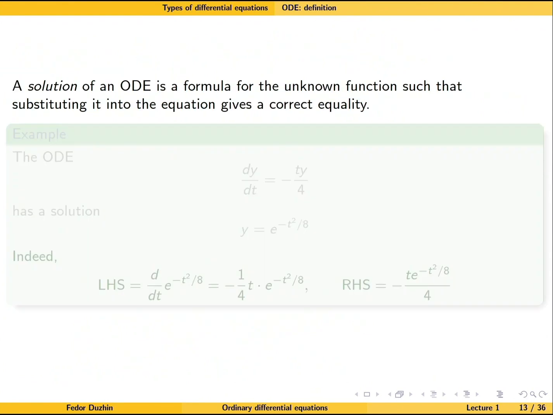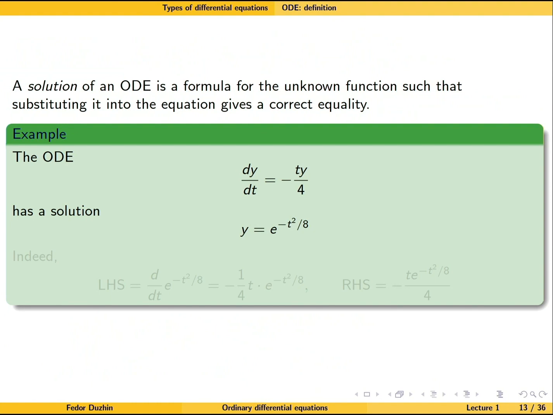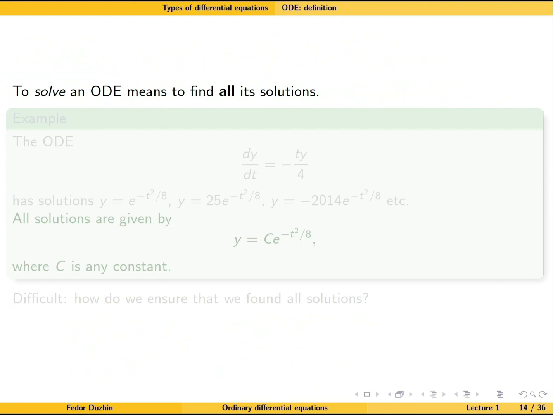A solution of an ordinary differential equation is just any formula that, if you substitute it into the differential equation, gives a correct equality. Here is an example. This is an ordinary differential equation, and here is a solution, and it's very easy to verify. For this particular formula, you need to find dy dt, and you need to take y multiplied by minus t over 4. One is the left-hand side, the other is the right-hand side, and you see that they're exactly the same. Of course, you can try multiplying these by different numbers, and you will see that they're also solutions.